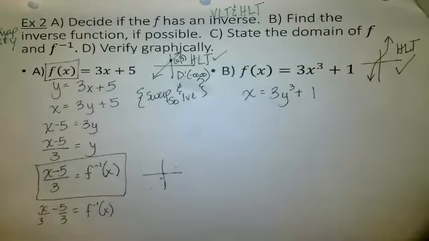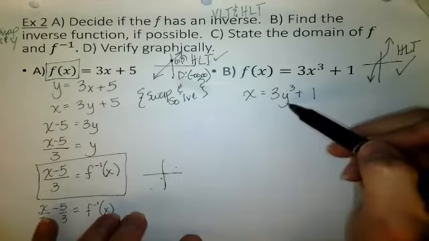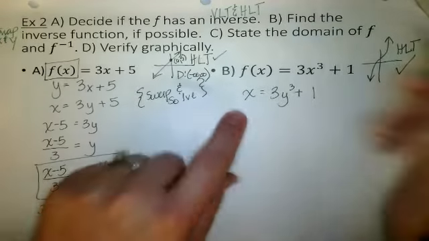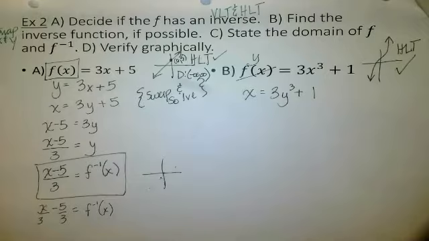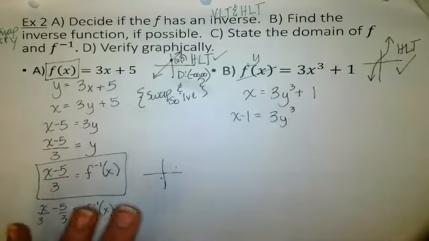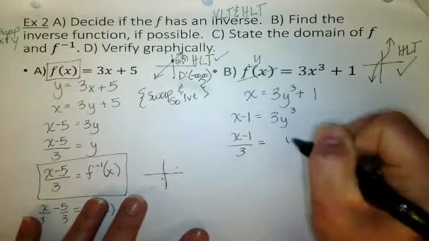Swapping my x and y. And we need to get y by itself. How do we get y by itself? Subtract 1. Yes, remember that's a y, so I went ahead and just swapped all in one step. Subtract the 1, so we have x minus 1 equals 3y cubed, and then divide by 3. So we have x minus 1 divided by 3 equals y cubed.